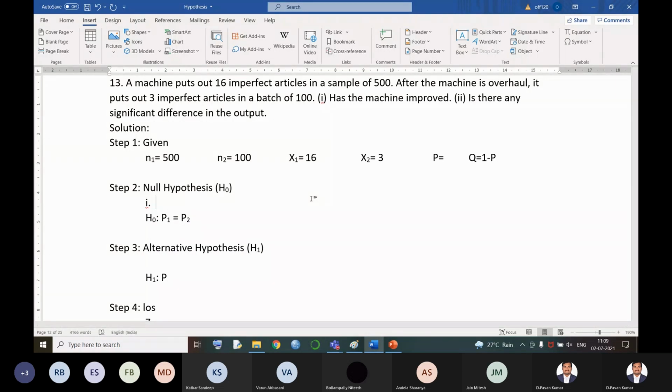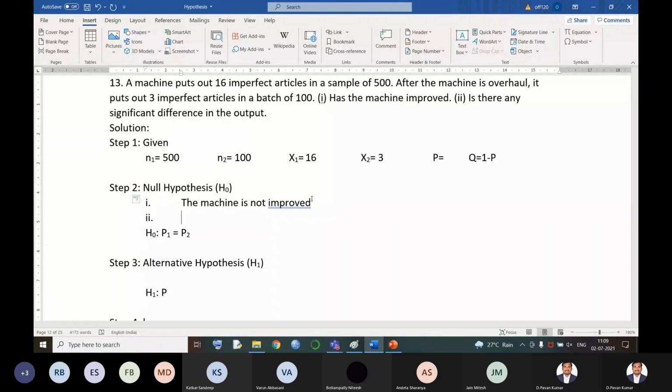Right? So the null hypothesis, I will be writing: the machine is not improved. Okay. So next one, second condition.